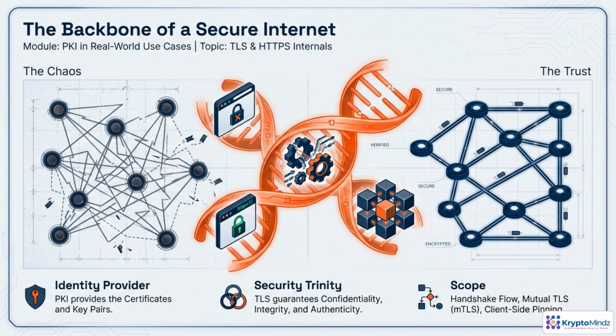Public key infrastructure is the identity system that brings order to that chaos. It gives every trusted website and service a cryptographic ID card, a certificate and key pair issued by a recognized authority.